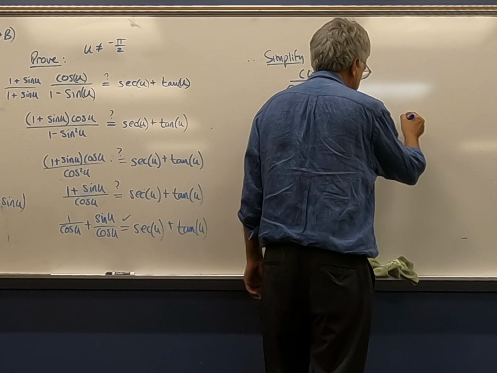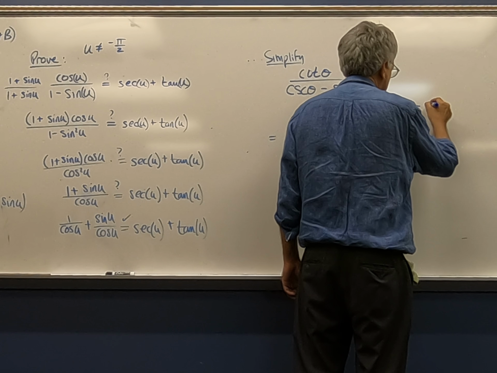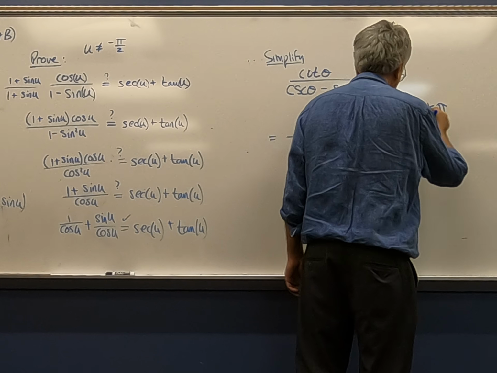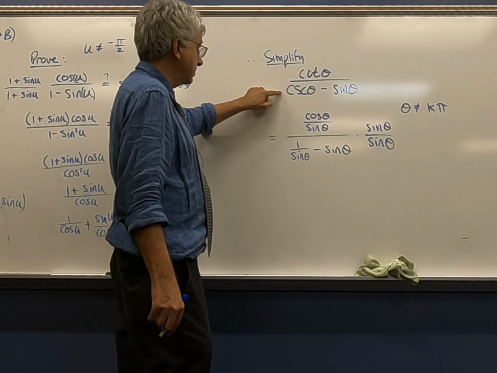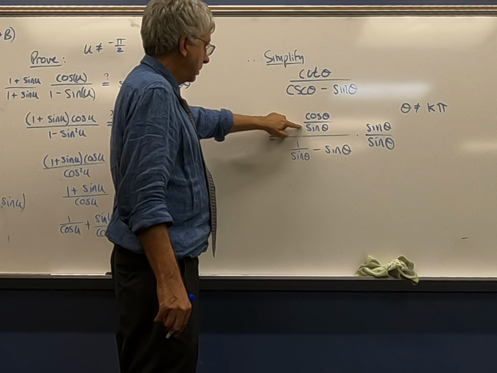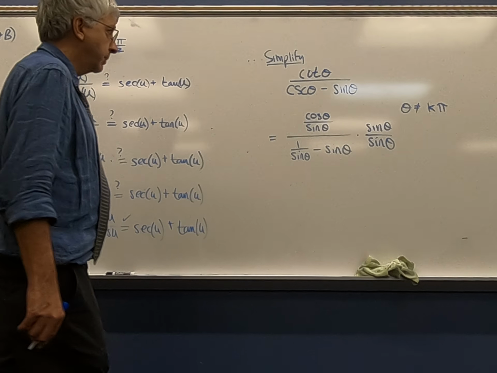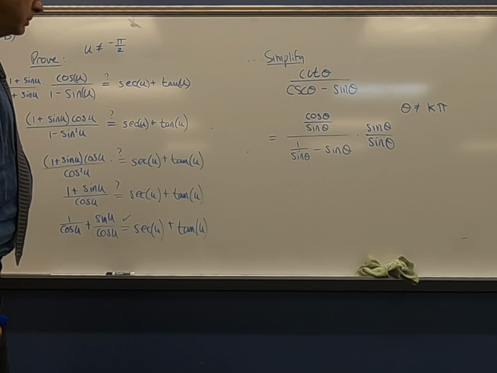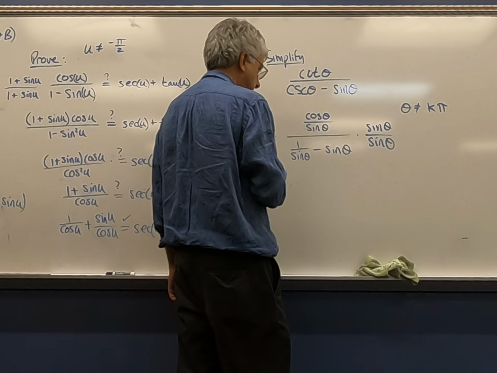Here, of course, we're assuming that theta is not any multiple of pi. Right? Because that would mean that's 0 over 0. But we're already assuming that because cosecant is not defined if theta is a multiple of pi. Neither is cotangent, right? So in all of this, that's an implicit assumption.